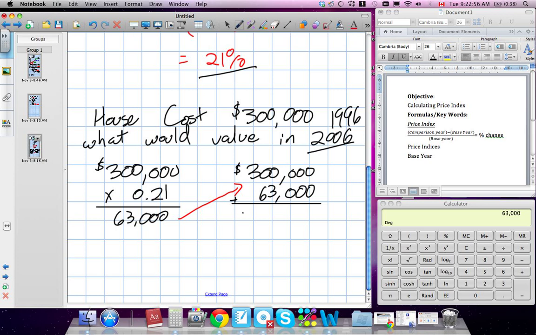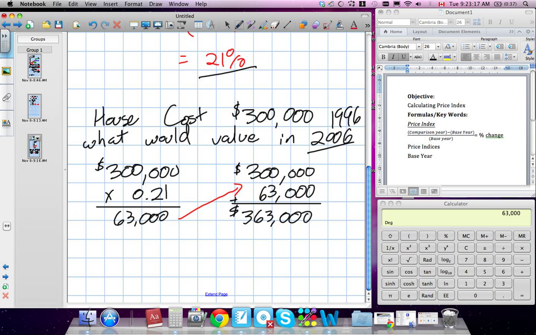And the price of a home in the year 2006, or at least the value, would be $363,000. So if you had bought a home in 1996, the value of your home would increase from $300,000 to $363,000. So in the course of 10 years, you made $63,000 on the investment.